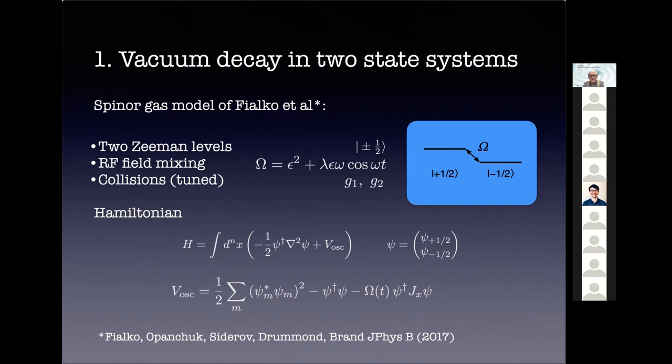The radio frequency field is a constant plus an oscillatory bit, and the oscillations have frequency omega. In this system, you can have collisions between the plus or minus a half states, but in this case the collisions are tuned by a resonance such that there are collisions between the plus a half and plus a half states and the minus a half and minus a half states, but there's no collision between the plus a half and the minus a half states. That's a very special feature, in fact, which makes the model work. We can describe this system in terms of a Hamiltonian with a field that has two components for the two angular momentum states, and we can write the Hamiltonian in terms of a potential.